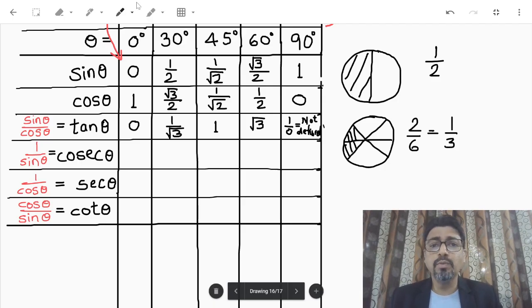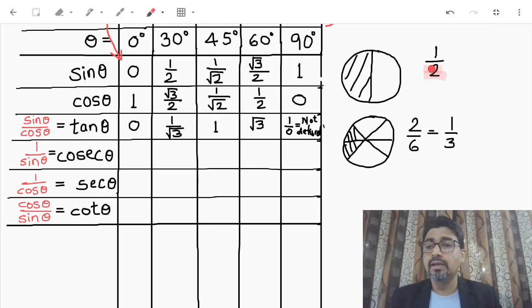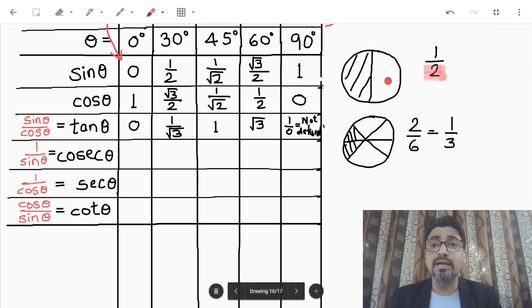2 upon 6. What we understand here is that in any fraction, the denominator is always the total number of parts. So in the first case, the number of parts were 2. The denominator was 2. In the second case, the total number of parts were 6. So the denominator in the original fraction was 6. Which means the denominator is equal to the total number of parts. The numerator is equal to the parts selected. In our case, for tan of 90 degree, what is the denominator? It is 0. Which means the total number of parts is 0.